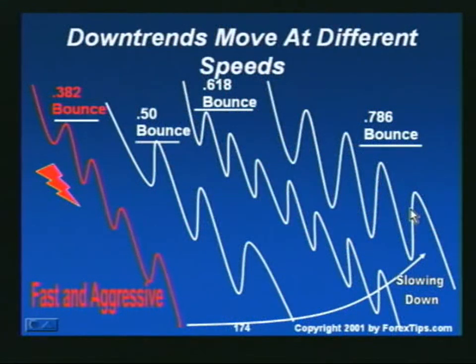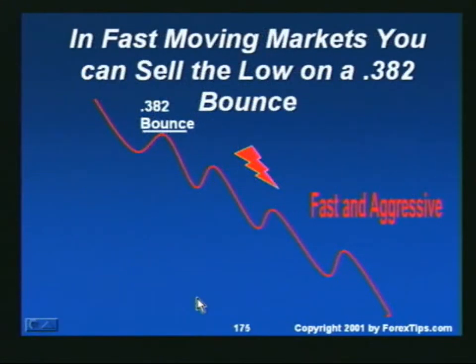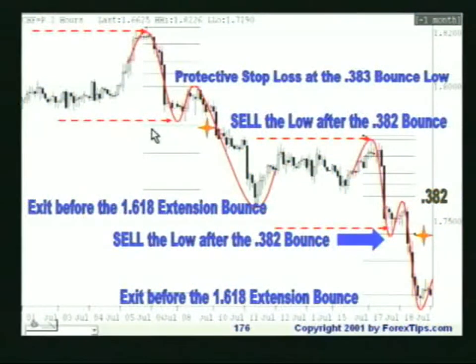Okay? Now, remember, everything works in opposites now. Now that we're moving down, the 382 is moving very aggressively and fast. See how you can sell the low of the 382 bounce. Now, the rules are exact opposite. What you want to do is, as the market is falling, if it retraces back to the 382, bounces off that 382, you will sell that low.